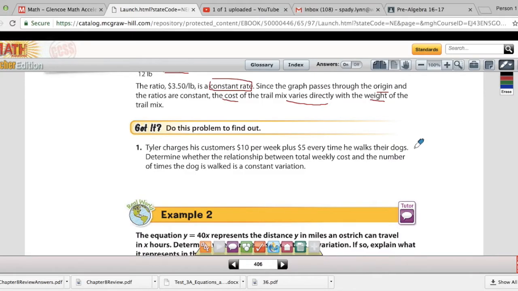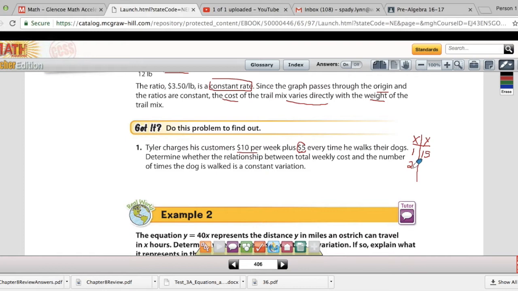Tyler charges his customers $10 a week plus $5 every time he walks their dog. Determine whether that is a constant variation. Let's make a quick t-table and put down one time that they walk the dog. That would be $10 for the week plus the $5 for walking the dog that one time, so that's going to be $15.